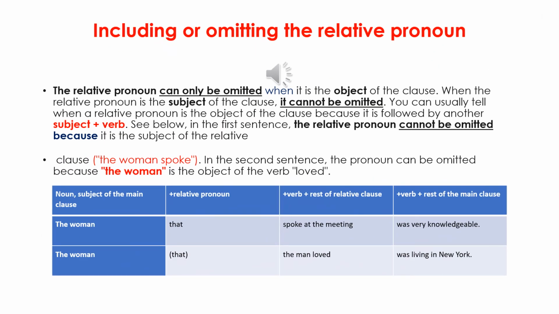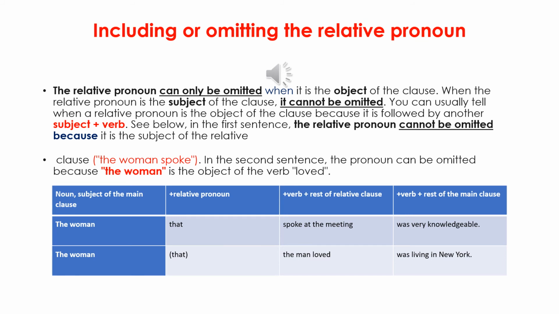The relative pronoun can only be omitted when it's the object of the clause. When the relative pronoun is the subject of the clause, it can't be omitted. You can usually tell when a relative pronoun is the object of the clause because it's followed by another subject plus verb.